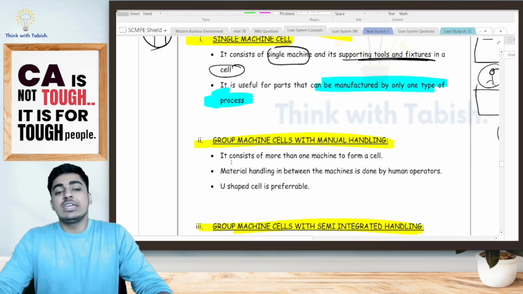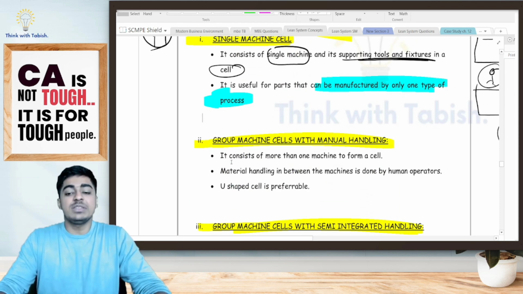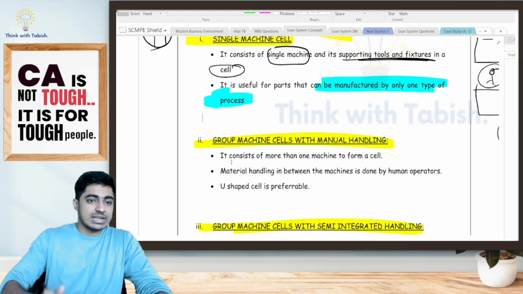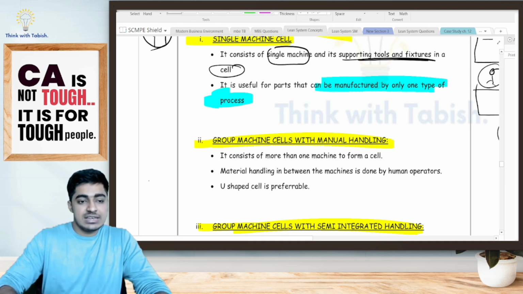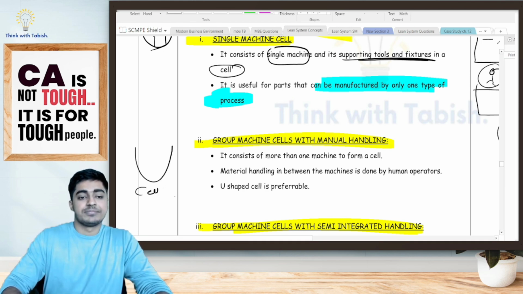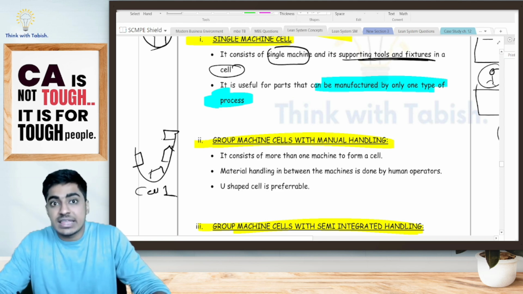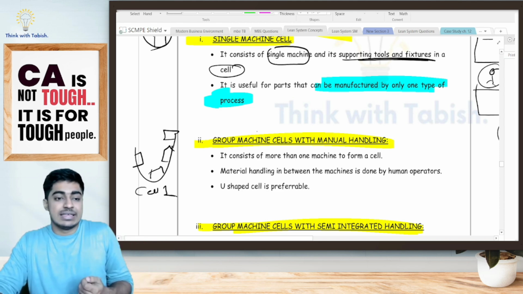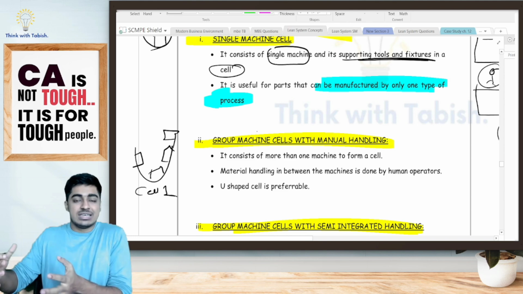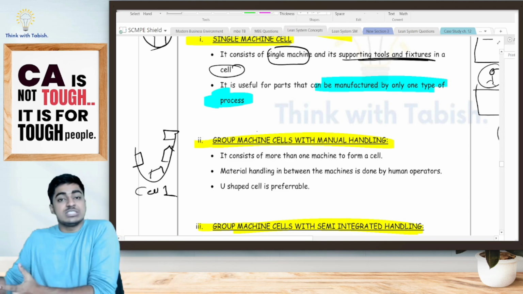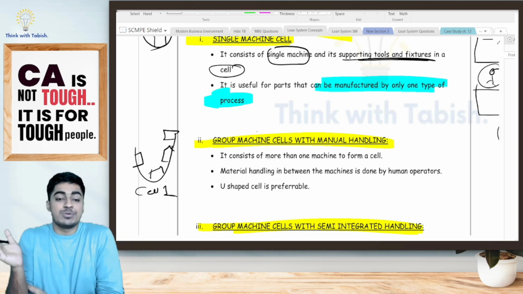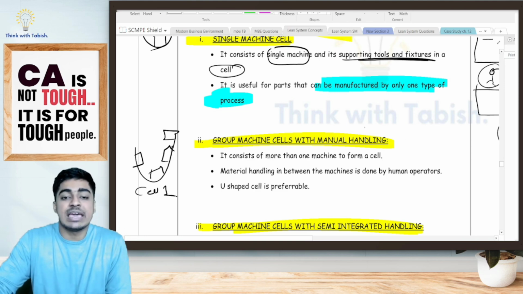Or else there could be group machine cells with manual handling. What are we telling? See, we have a cell number 1. In that, it's not a single machine. There is a group of machines, 1, 2, 3 or 4, whatever it is. And how are we handling material between one machine and the other? One machine's output becomes the next machine's input. For that, we need to transport. How is that transport handling happening?